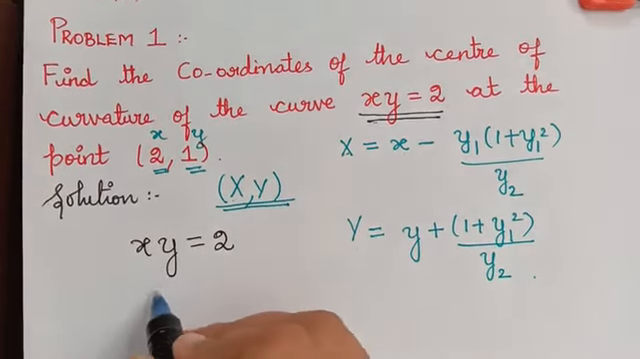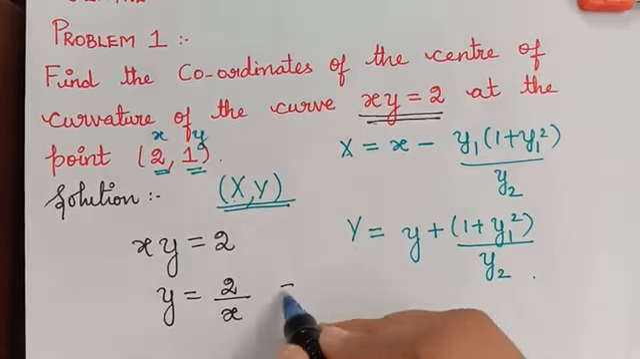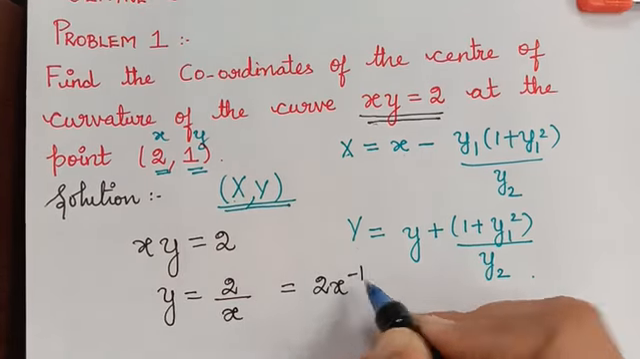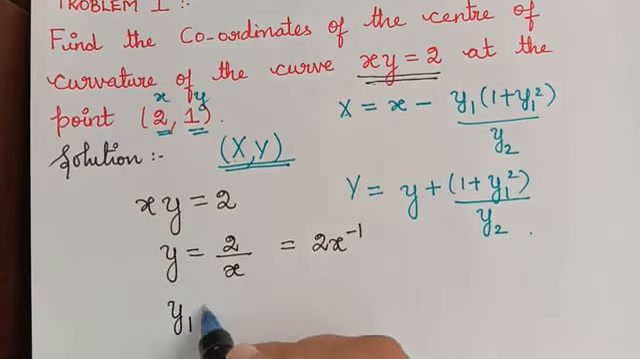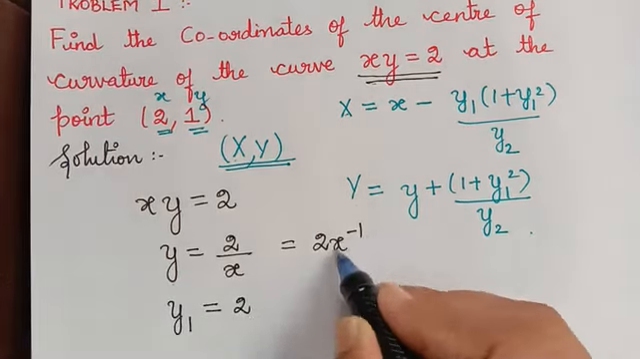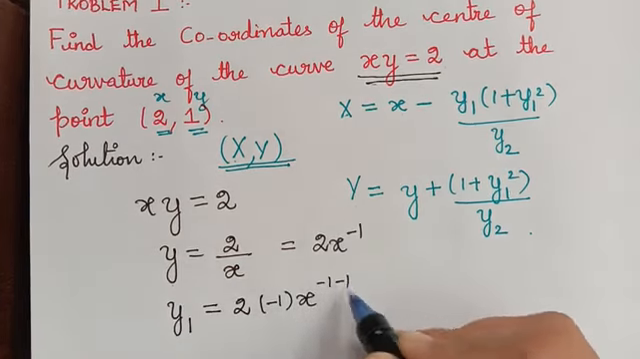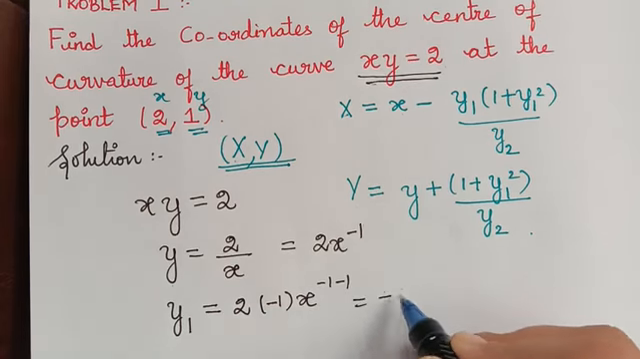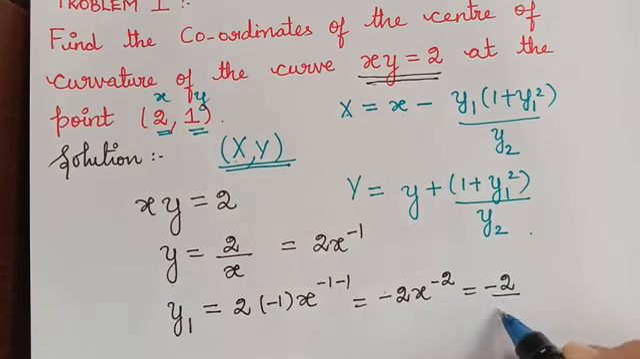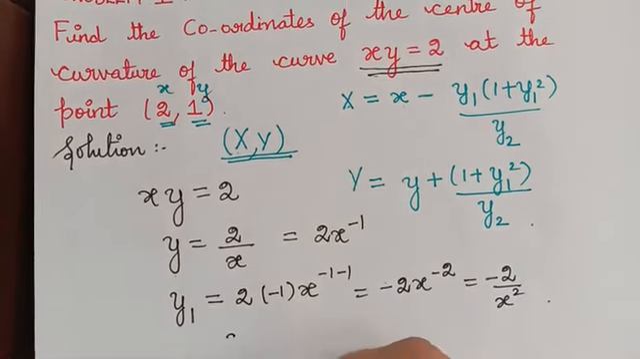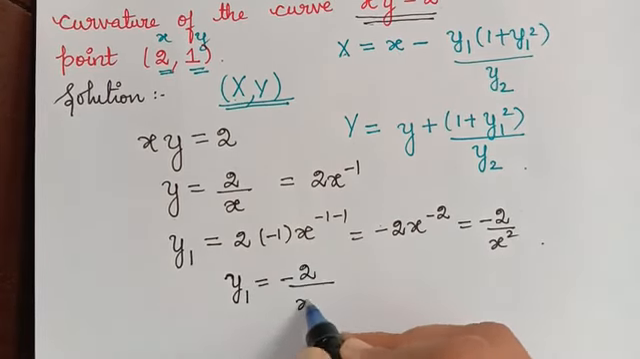So what we can do is write this as y equal to 2 by x, which is equal to 2x to the power of minus 1. Now differentiating this with respect to x, we get y1 equal to 2 times minus 1 x to the power of minus 1 minus 1, which is minus 2x to the power of minus 2, that is minus 2 divided by x square. Therefore the value of y1 is minus 2 divided by x square.